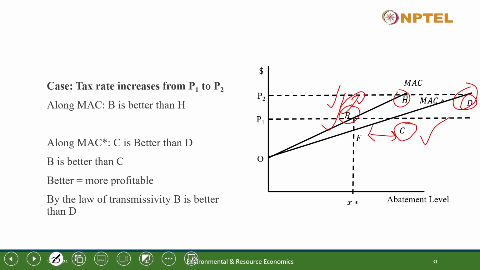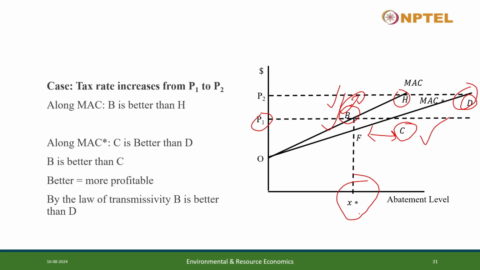At point D, there are two things: I invest in new technology, and the tax rate is high. Even then, it is more beneficial for a firm to have a lesser tax rate and lesser abatement. Am I clear? So I hope I'm clear. Out of all these four points, B is the optimal point.